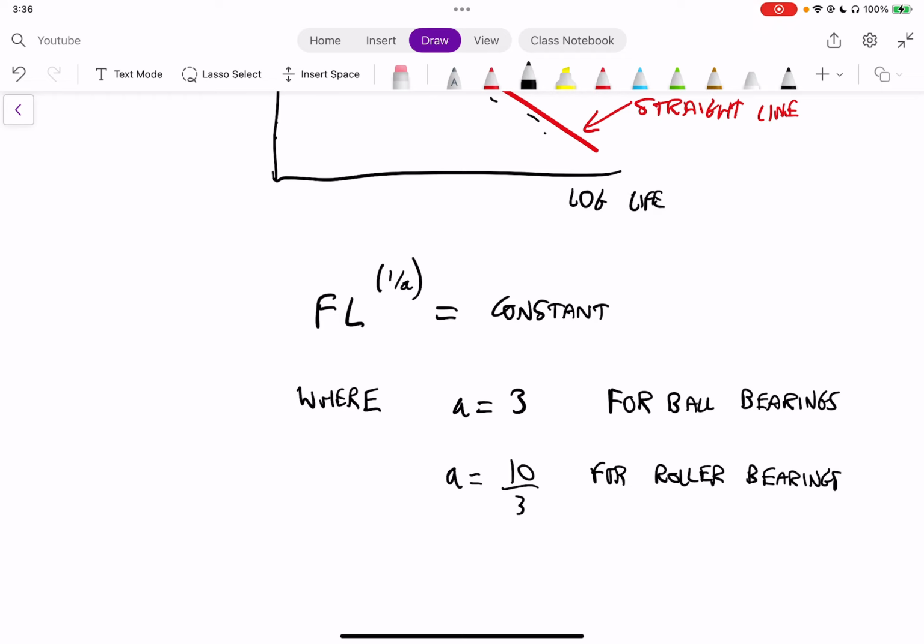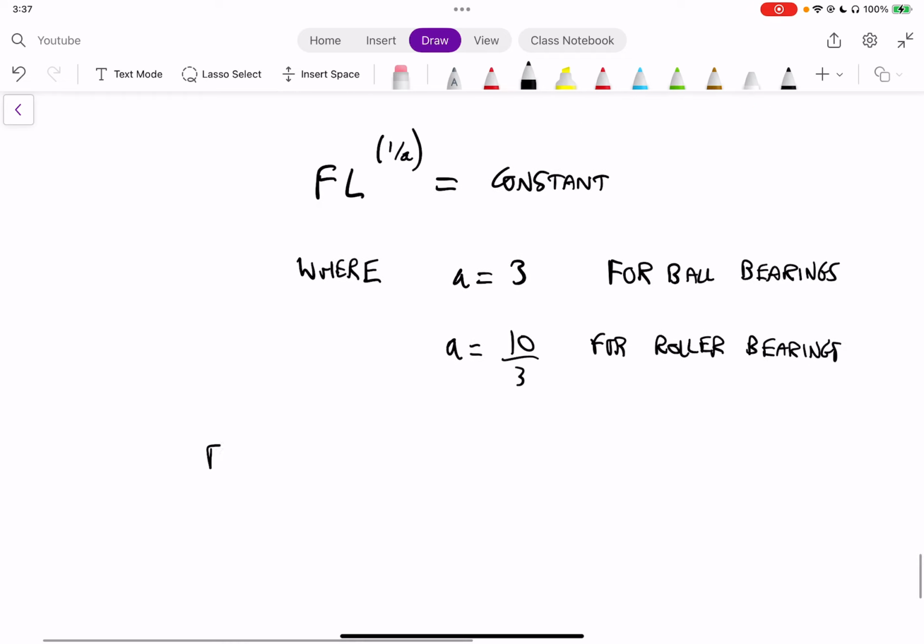Okay, so moving forward from this, we can now combine the forces with our reliability. Okay, so let's say we want a reliability of 0.9 or 90% reliability. Okay, so if we remember, reliability means that 90% of the bearings won't fail at that certain life. We can say R is equal to 0.9, so we'll call reliability R.